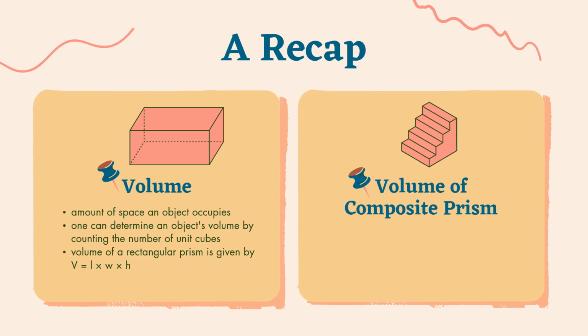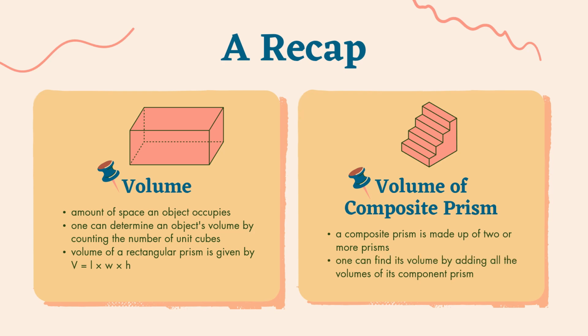Next is the volume of a composite prism. A composite prism is made up of two or more prisms. One can find its volume by adding all the volumes of each component prism.